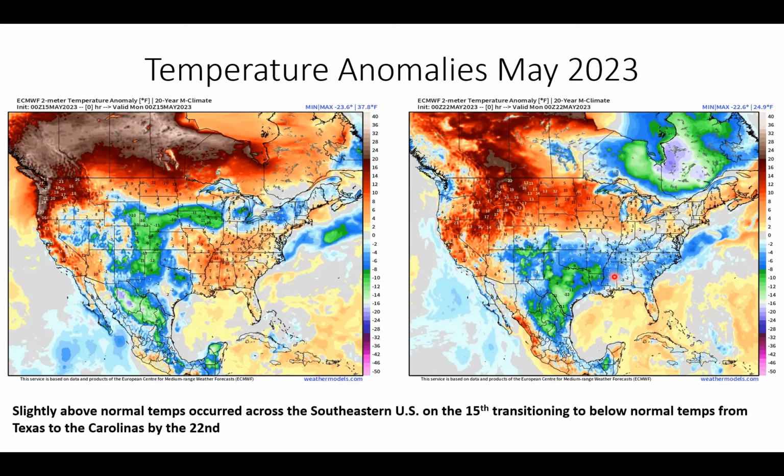And then over here on the right, the 22nd of May temperature anomalies, we now see cooler than normal temperatures setting up across the southern U.S., specifically you in Texas, where your temperatures across central Texas were 10 to 12 degrees Fahrenheit below normal by the 22nd of May here on the right.